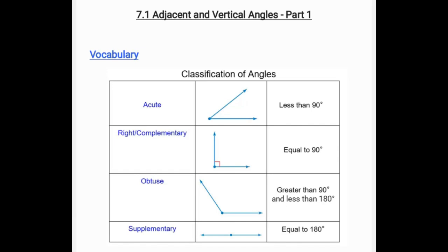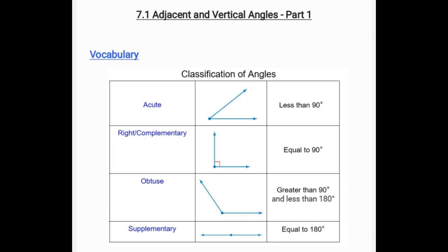This lesson's on adjacent and vertical angles. I'm calling this part 1 because we're going to have a second part to this as well. In this lesson, let's go ahead and talk about vocabulary. One of the things that we're going to do is classify the angles.